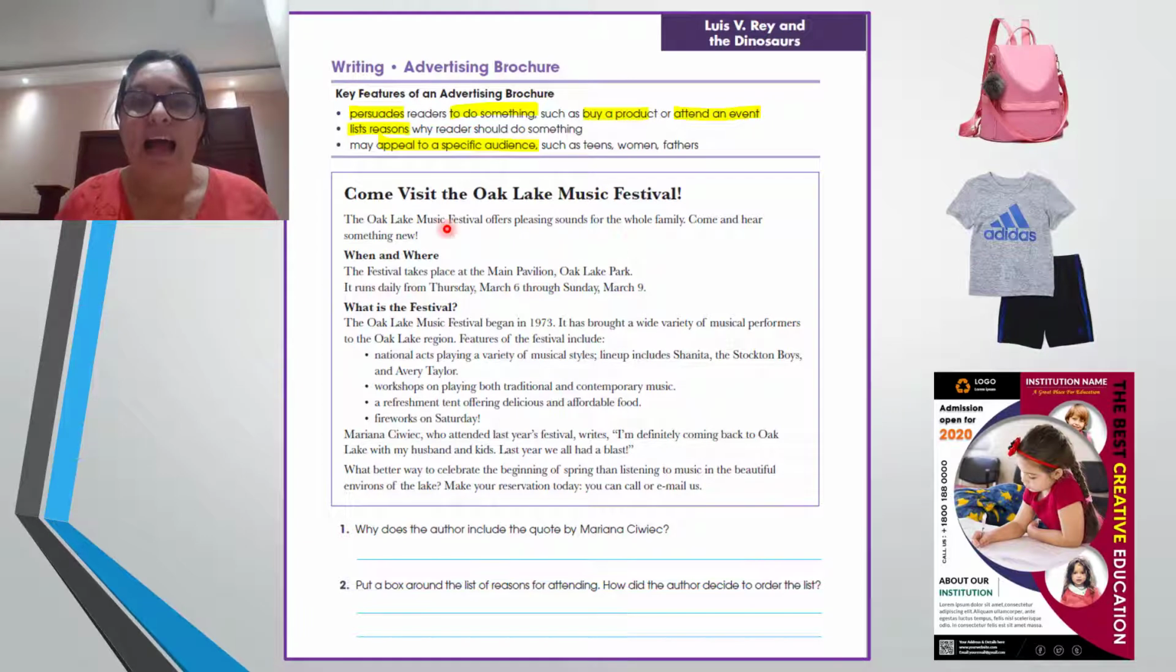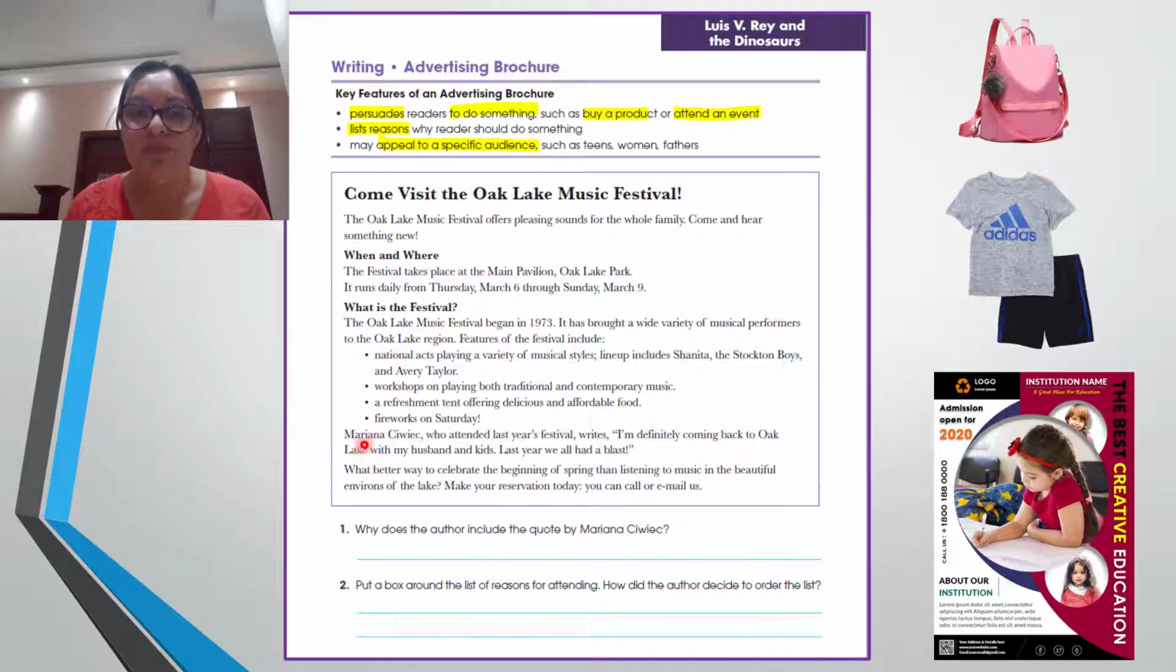So here we have a brochure with the information, and it includes, for example, the event. Come visit the Oak Lake Music Festival. So this one is advertising a product or attending an event. Attending an event. And here it says when and where, the place and the time. And here, what is this festival? So here you have more information about the festival.